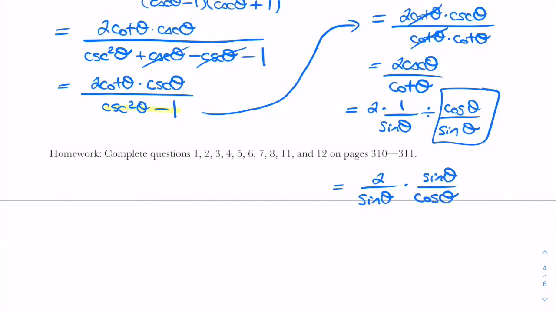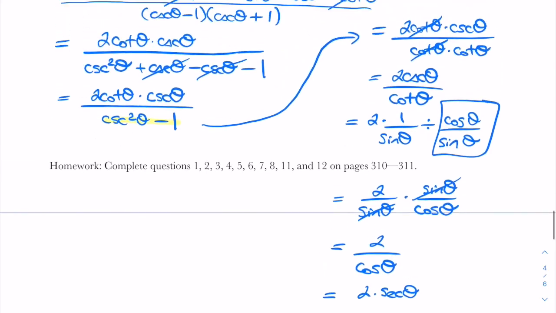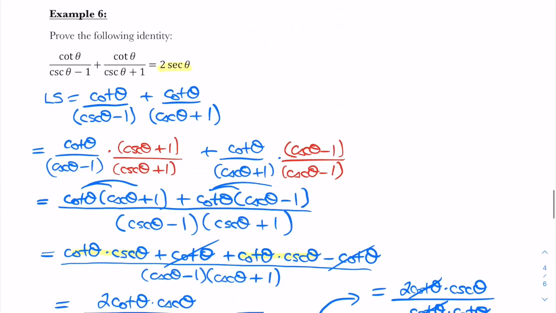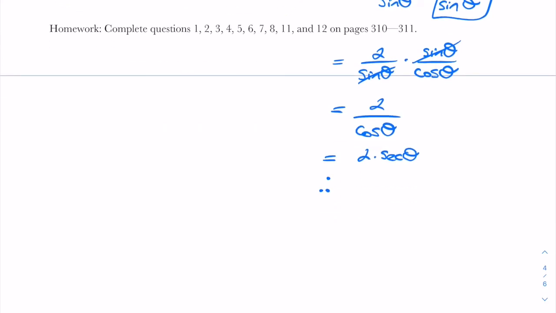And look what happens. We cross-reduce, the sine thetas cancel out, which simplifies to 2 over cosine theta. Well, what's 2 over cosine theta? That's just 2 multiplied by secant theta, which is the reciprocal of cosine. And just to compare it, that's our right-hand side. So we're done. Okay, so therefore left side equals right side. That was a tough one.